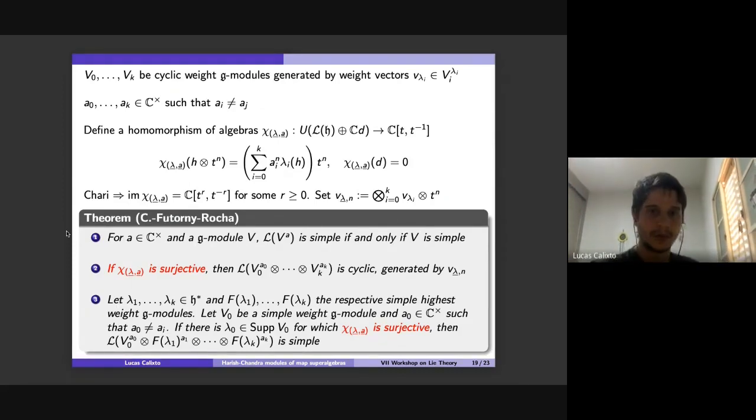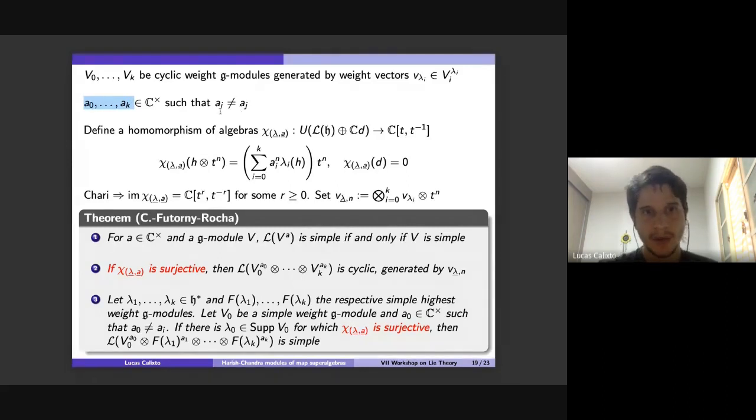And to construct a family of modules over the affine, I want to start with some V0, Vk, some cyclic weight G modules generated by some weight vectors V lambda i's, some points. So remember, these are the maximal ideals in the case of loop. Some points which are pairwise distinct, and we define a homomorphism of the universal enveloping algebra of the Cartan piece into the Laurent polynomials. So don't need to worry about the formula here, but it's important that Chari proves that the image of these homomorphisms of algebras here is a Laurent subring of these Laurent polynomials.